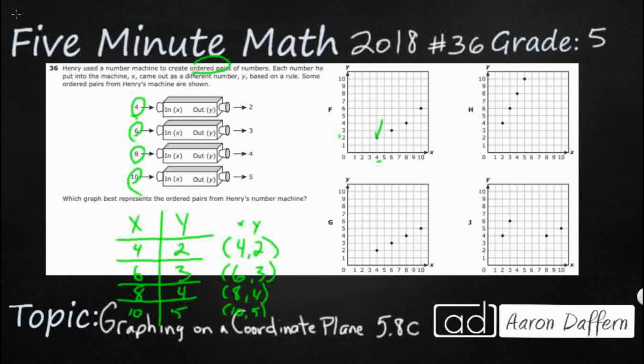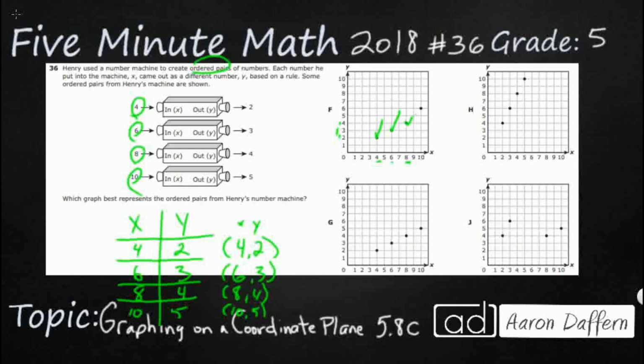The next one is 6, 3. So I've got a 6 and I've got a 3. Always looking at your x coordinate first. That's side to side. Your y coordinate second. That's up and down. The next is 8 and 4. So here's my 8. Here's my 4. Looking good. Last one is 10 and 5.